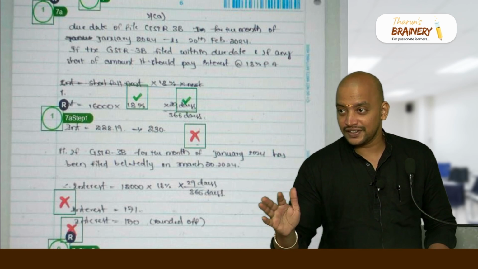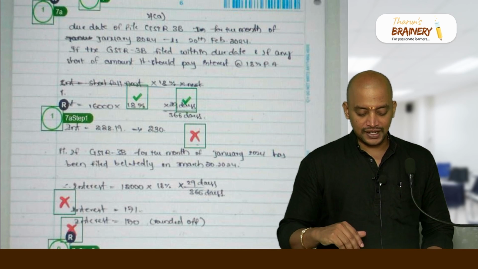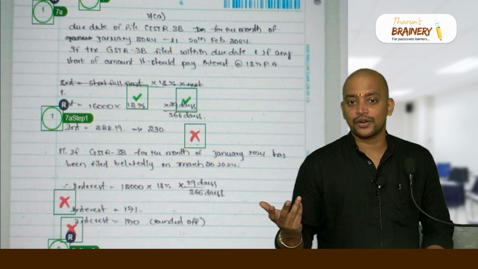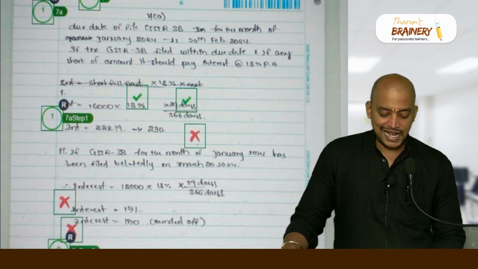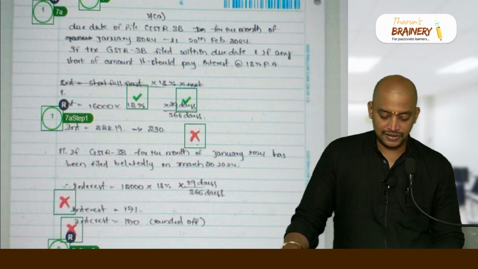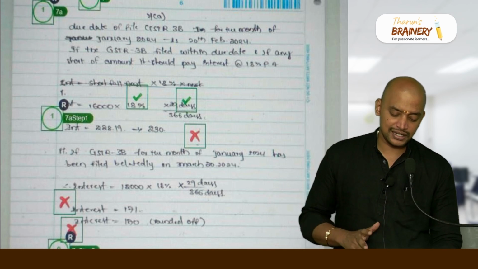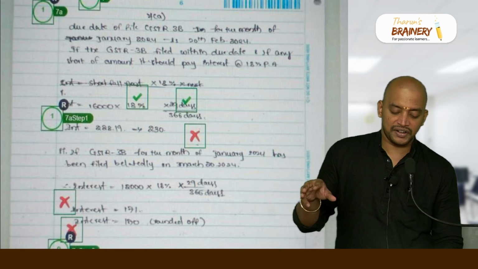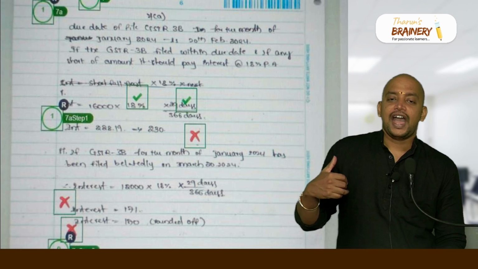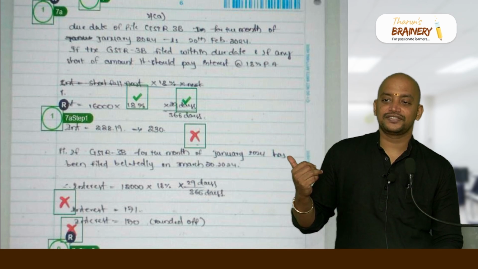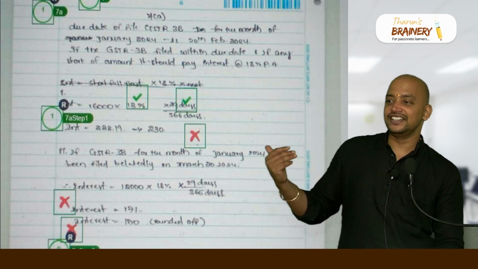So he did the computation. Interest 228.19, 230. How will 228.19 become 230? I don't know what round off it is. He did that. If the GSTR 3B for the month of January has been filed belatedly on March 20, then 12,000 into 18 into 29 by 366, 171. Interest 170, rounded off, because this student actually followed income tax rounding off. Actually for income tax, it should be rounded off to the nearest 10 rupees. Like that he did this.